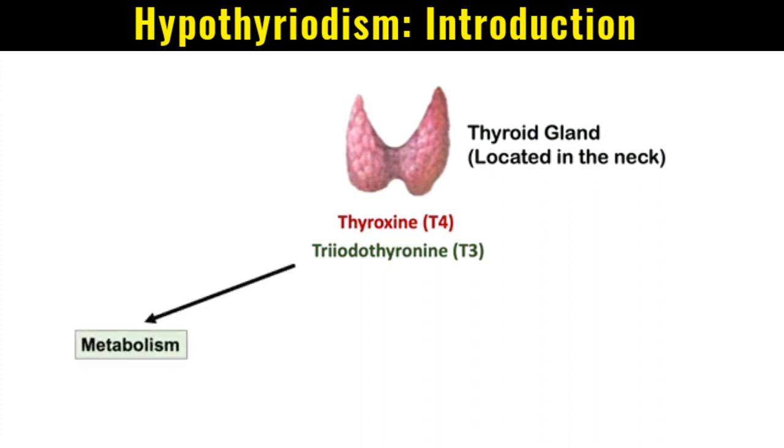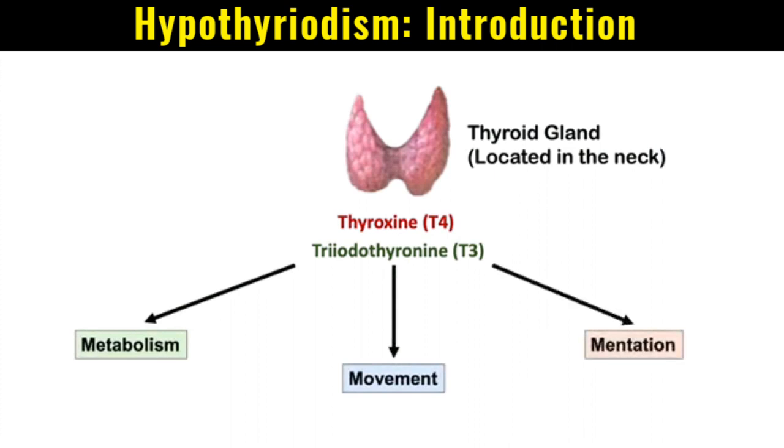One is metabolism, another is movement, and another is mentation. I use these specific words because it can help us remember what the thyroid hormones do. The thyroid hormones are involved in the three M's: M for metabolism, M for movement, and M for mentation. You can think of the thyroid hormones activating each of these. Thyroid hormones increase metabolism, increase movement, and increase mentation, or thinking, or thought processing.